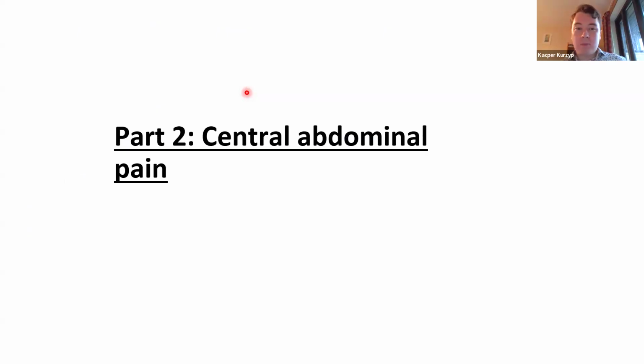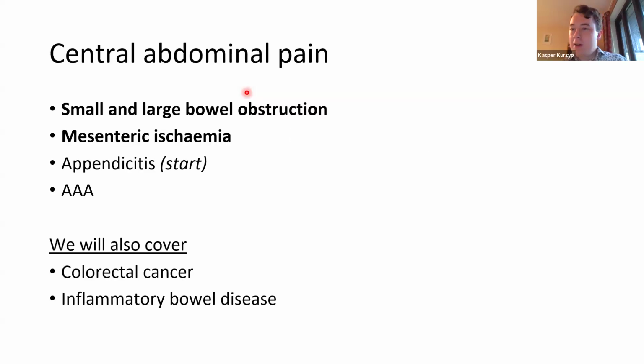All right. Now we will start with the second bit about the central abdominal pain. We are going to the bowel. We are going to talk about the important bits, the small and large bowel obstruction, the rare but dangerous bit, the mesenteric ischemia. Now, we've talked about appendicitis.